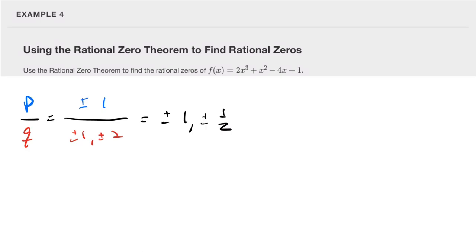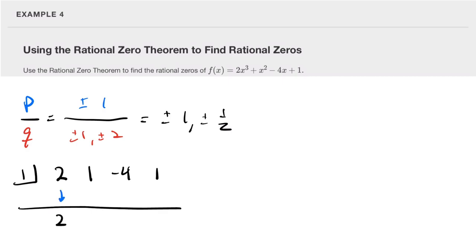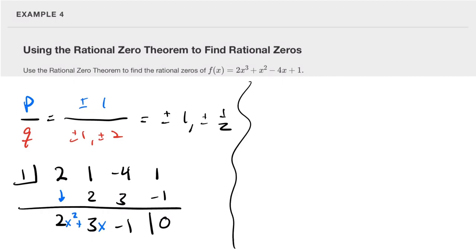I'm going to start off with 1. Powers 3, 2, 1, 0, so every power is accounted for, so we don't need any placeholders. 2, 1, -4, and 1. Okay. The first term just comes down. Diagonal, we multiply, then we add, we multiply, we add, we multiply, and we get a remainder of 0, right? So that means that 1 is one of our zeros, okay? So if we started with a degree 3, at this point we're now at a degree 2, okay? And I'll keep working over here.